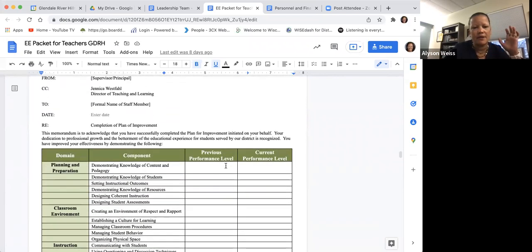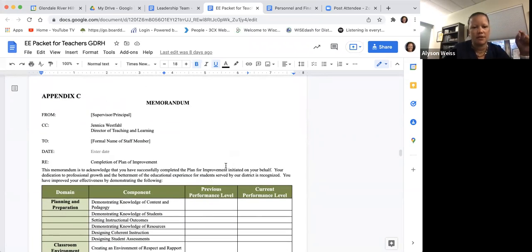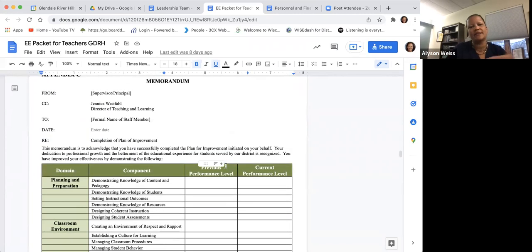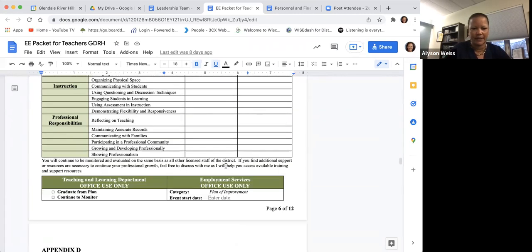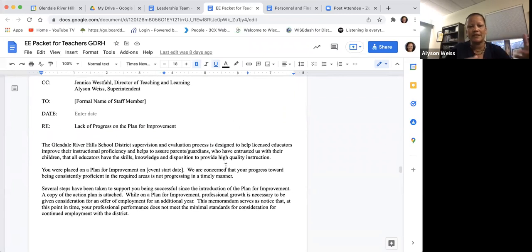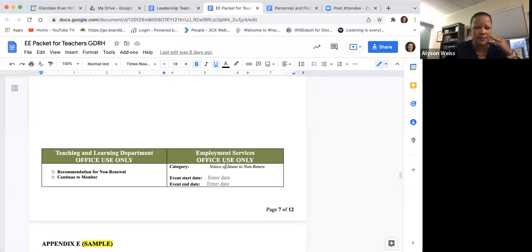Then we would have the formal letter if they complete it. So this would be, hey, you know what? This is now the end result. You've moved to satisfactory in all these areas. Plan of improvement is done. We're good. We're moving on. So this would be the positive completion of a plan. And then there would be, obviously, a template for, sorry, there was a lack of progress on the plan. Here's where we are and possible next steps.